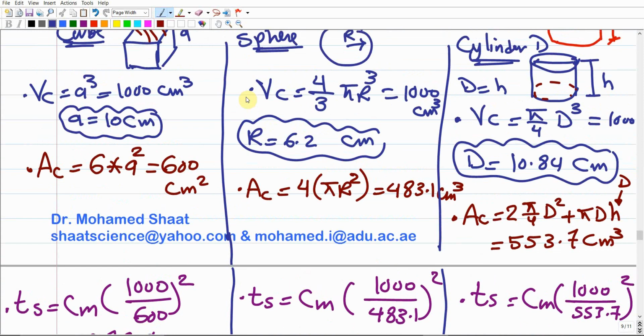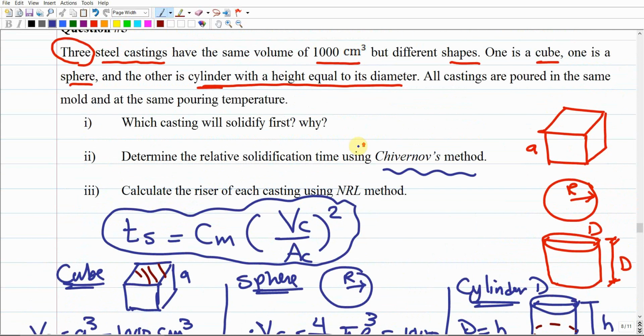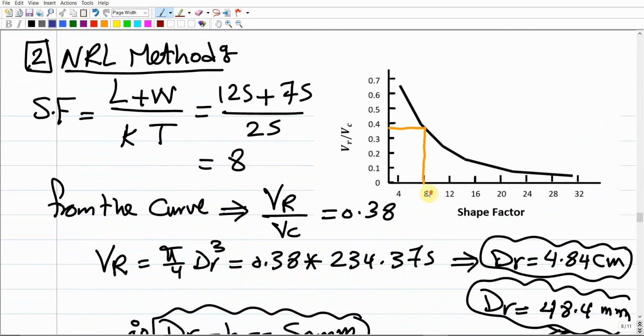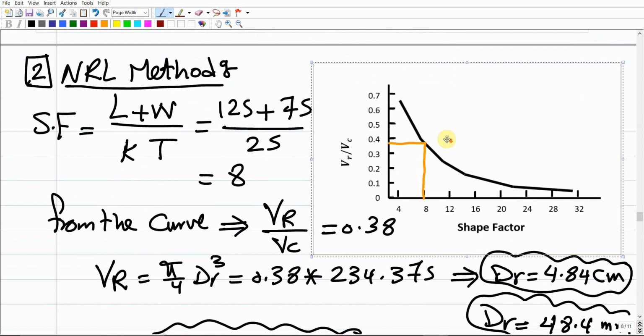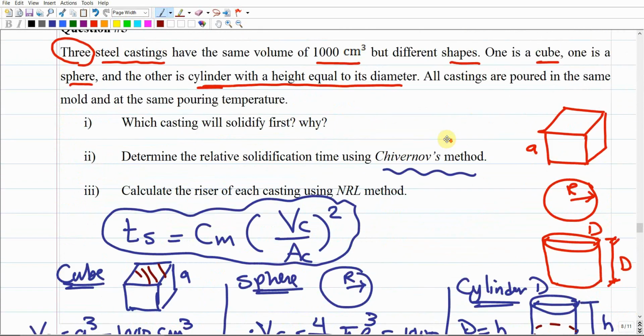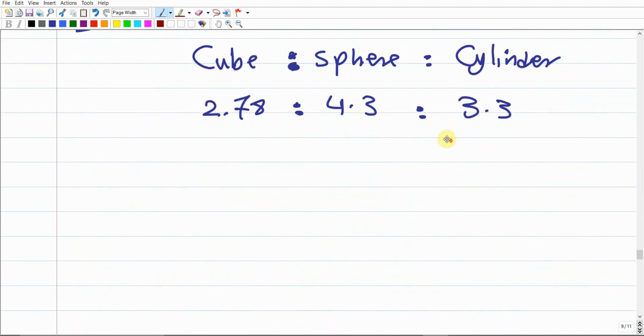The third requirement is to calculate the riser for each casting using the Naval Research method. It means that for this figure, there is a curve that should be provided, and your objective is just to calculate the shape factor for each one of these castings. So we're going to do the same. Assume that this curve is already given to you for this steel casting.